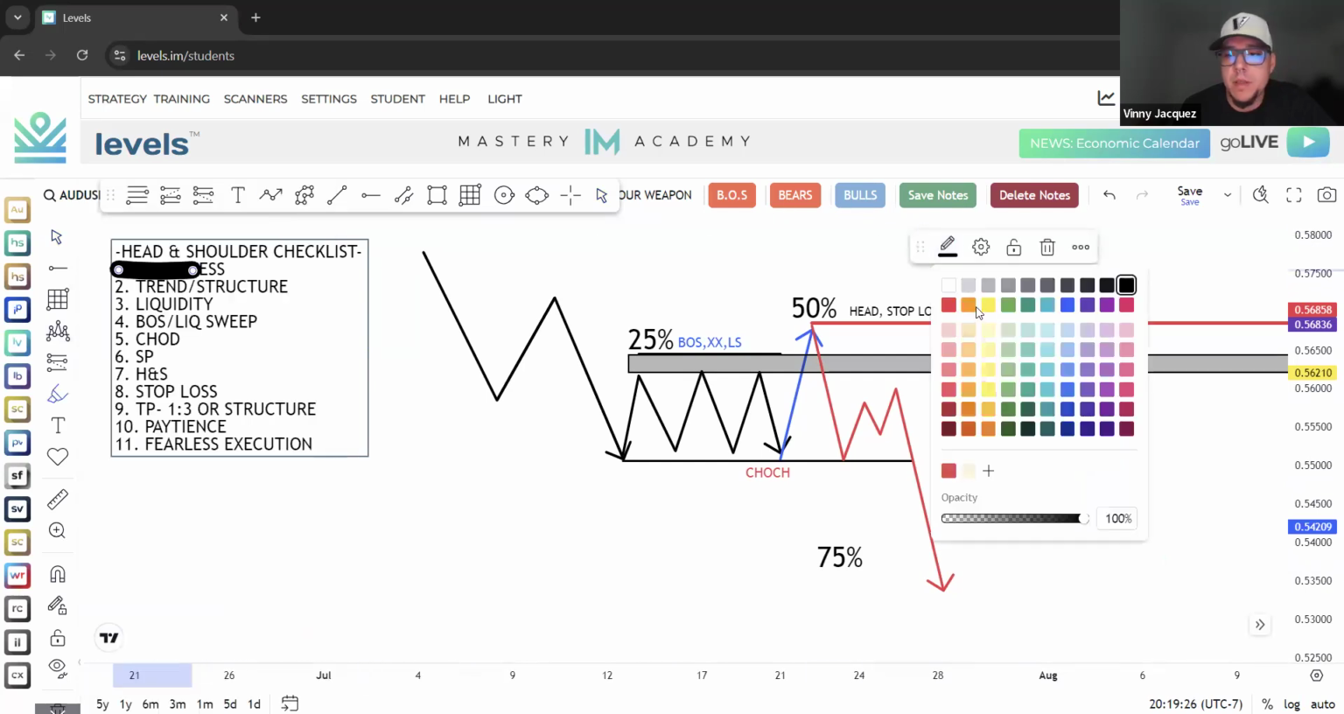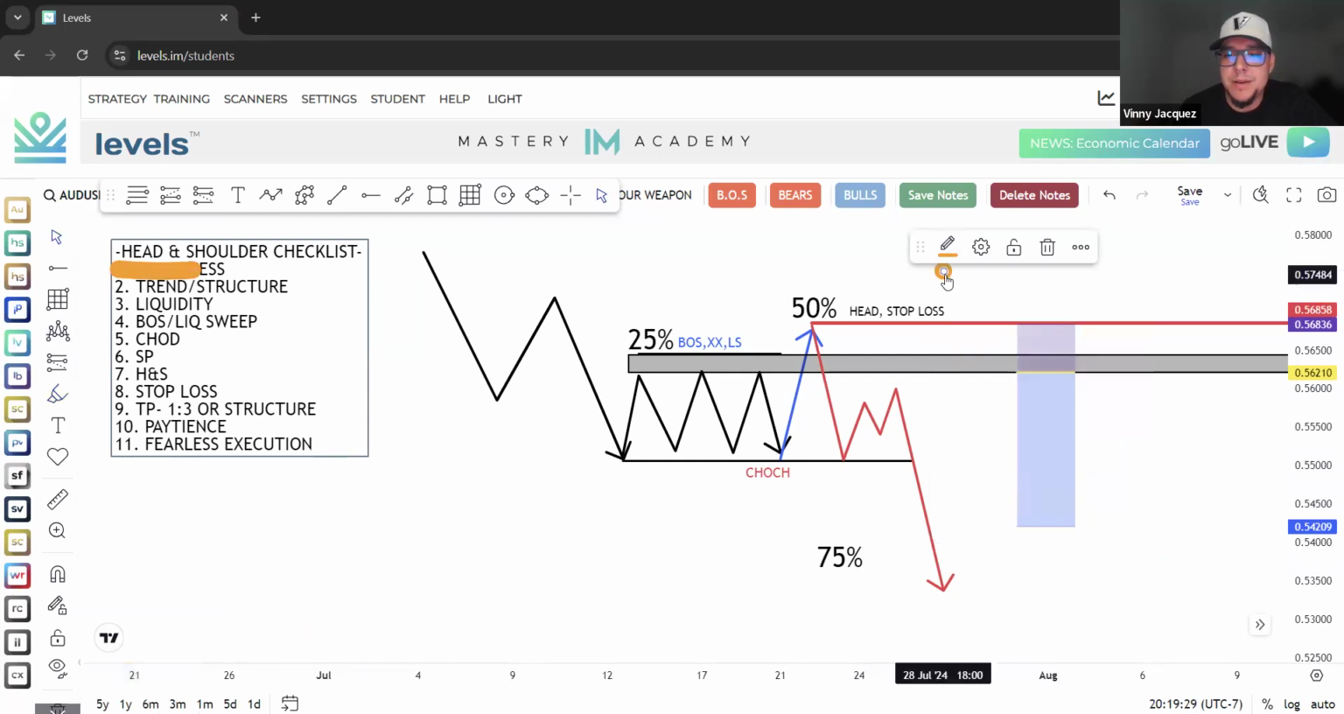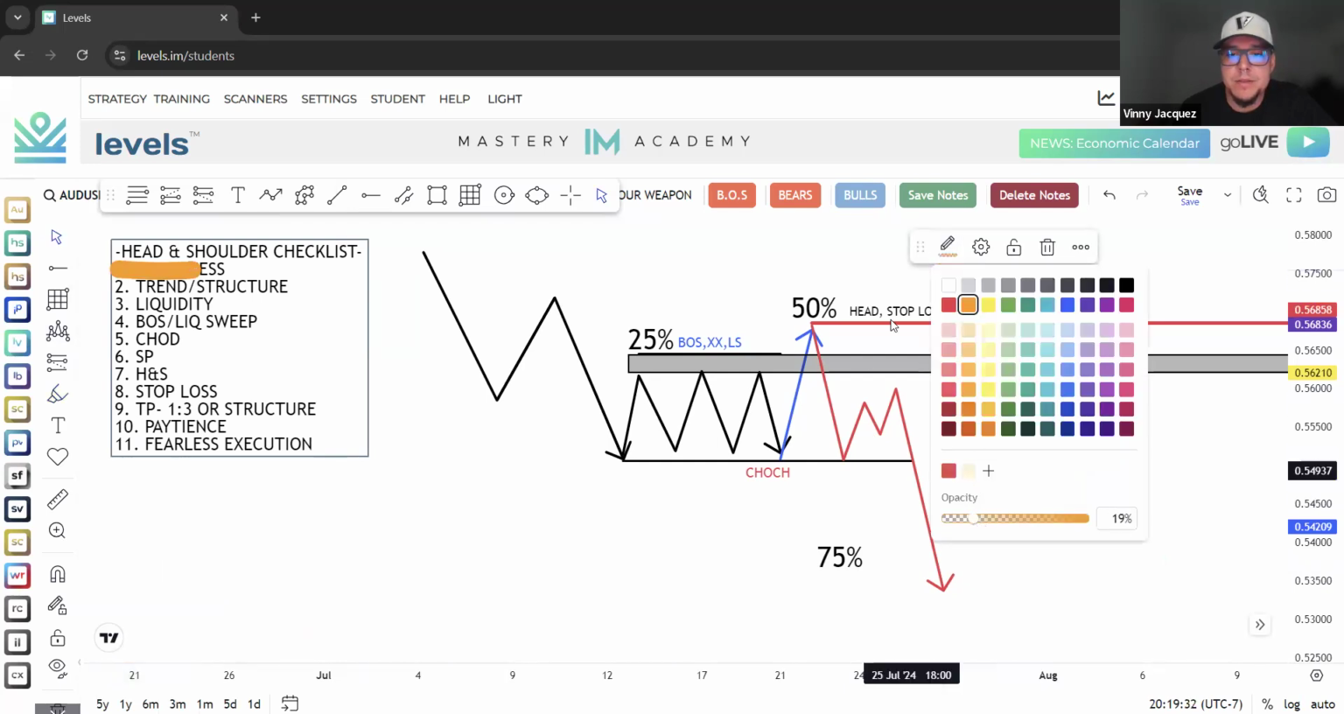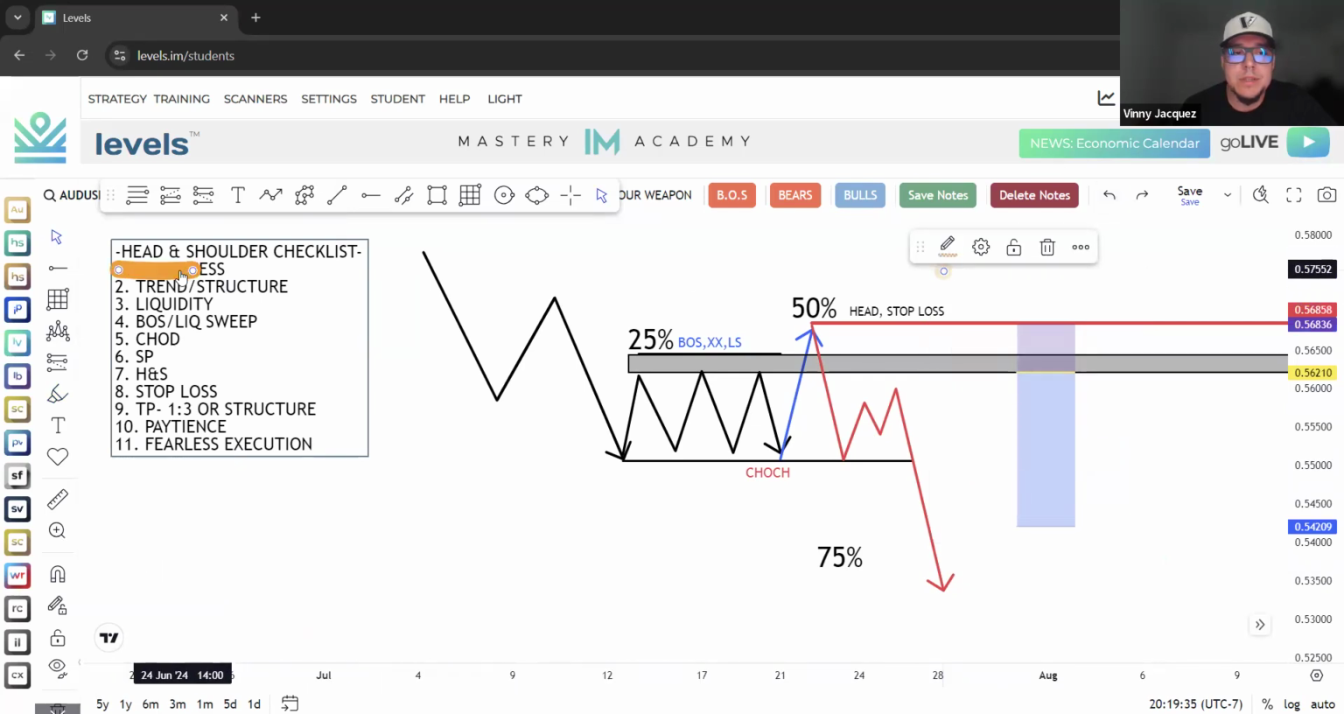Aware. Oh, I want a different color than that. All right. Let's see. Where's my little highlighter thing? All right. Awareness. We covered this. Trend and structure. We covered this. Liquidity. We covered this. Break of structure. Liquidity sweep. We've covered this. Do we have the change of direction? We've covered this. Starting point. We've covered this. Do we have the head and shoulder? Yes, we do. Stop loss? Yes. TP 1 to 3 risk to reward? Yes.